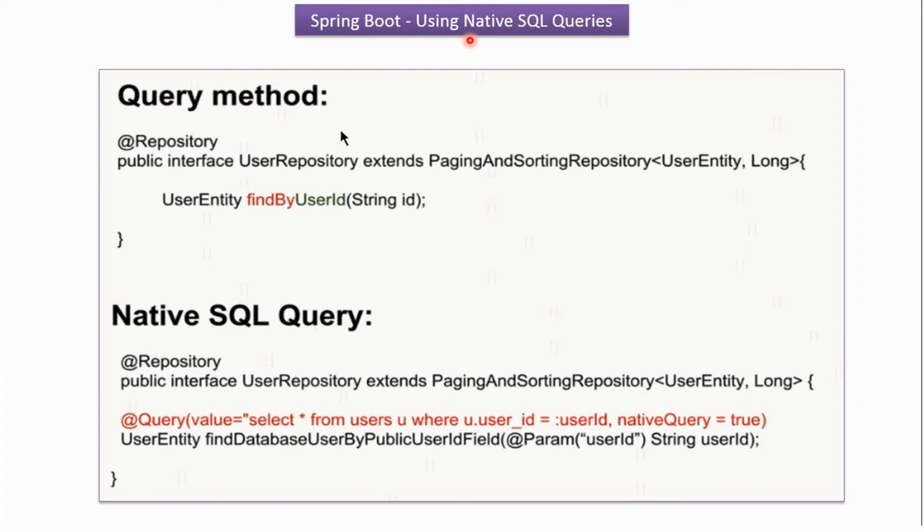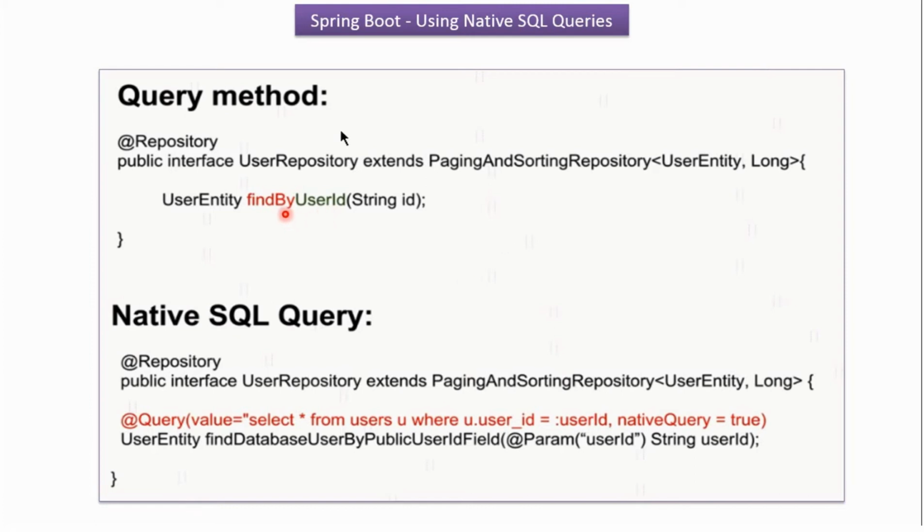In this video tutorial, I will explain how to use native SQL queries. Here you can see the query method. Till now we have used JPA to create, update, delete, and get records from the database. In the case of JPA, the method name is important.